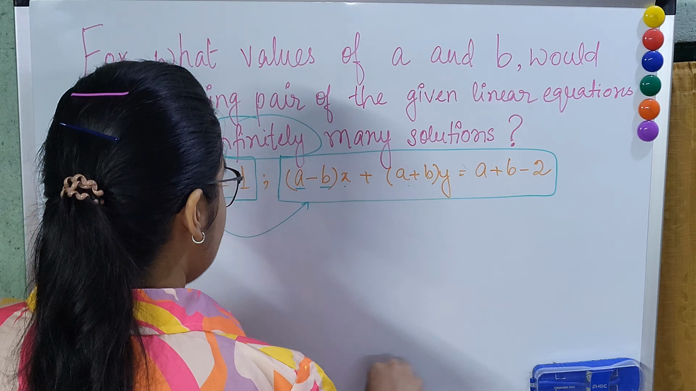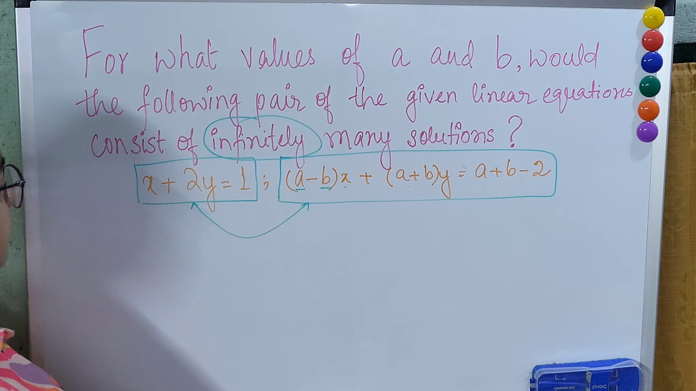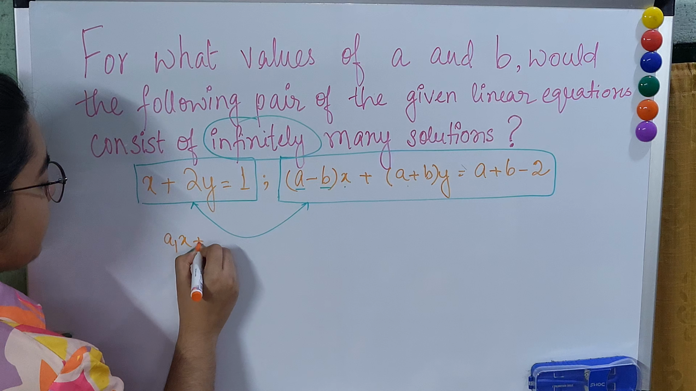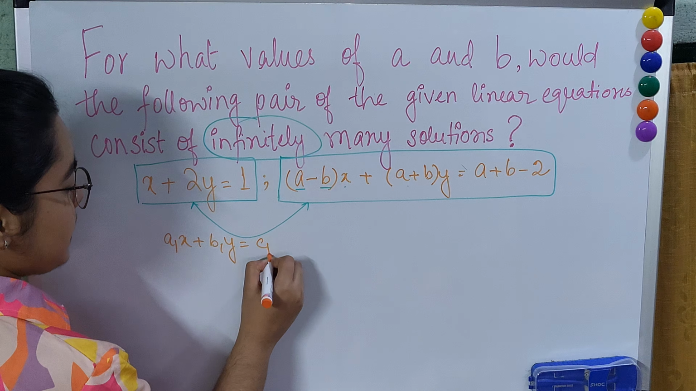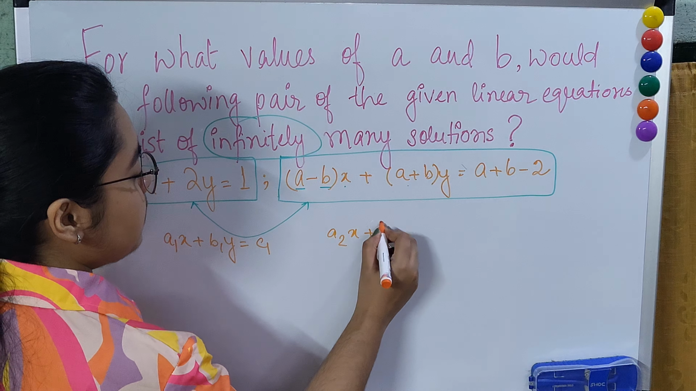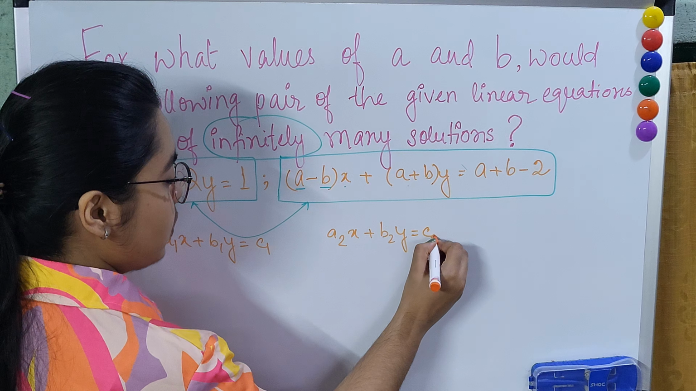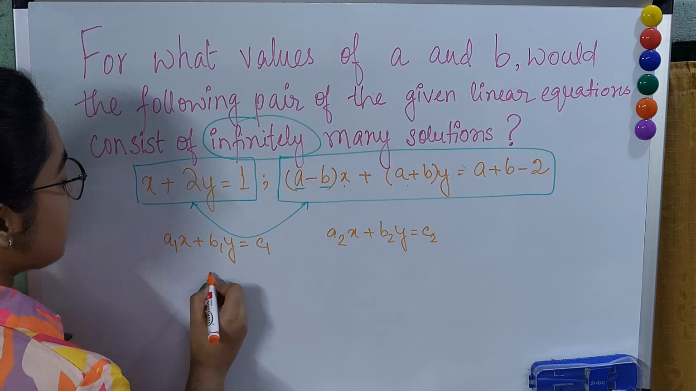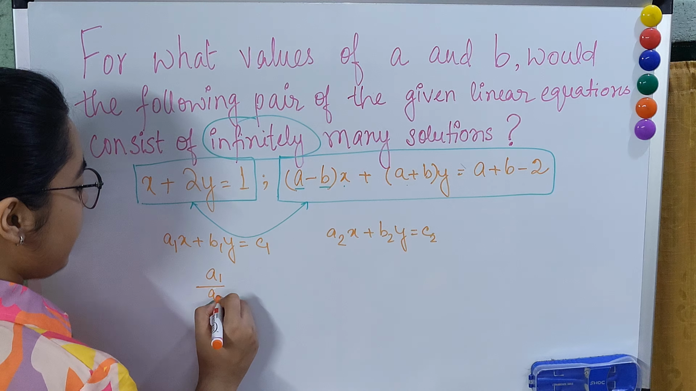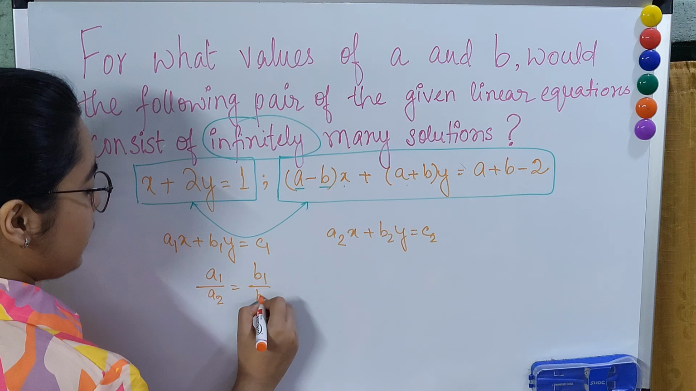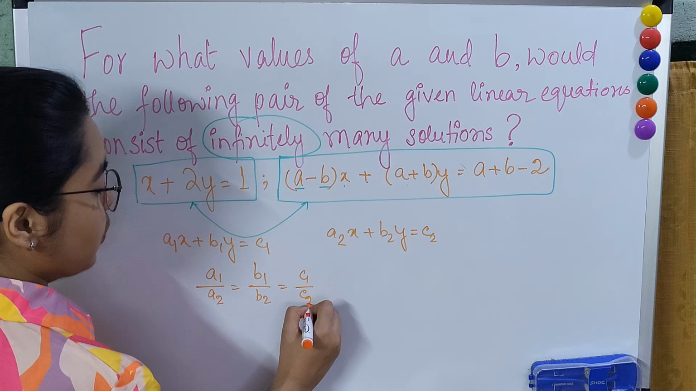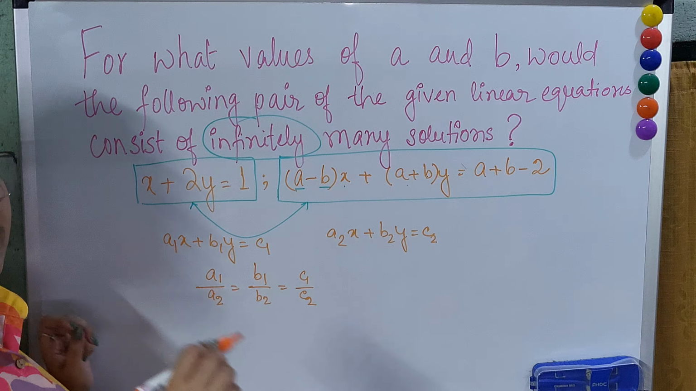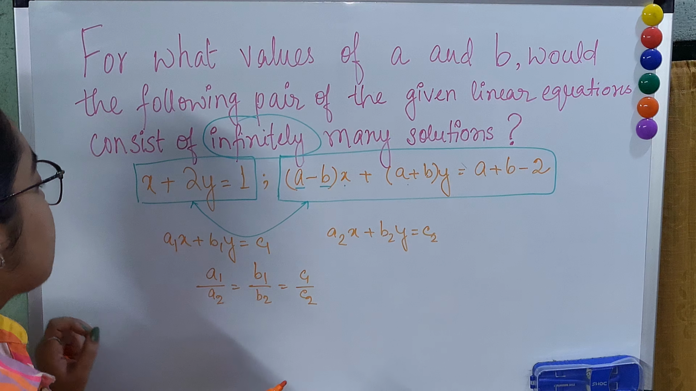So, hopping on to the solution. Now we know that if we have the equations a1x plus b1y is equal to c1 and a2x plus b2y is equal to c2, then this pair of linear equations would have infinitely many solutions if the condition holds that a1 by a2 is equal to b1 by b2 is equal to c1 by c2. So we need to first find the values of a1, a2, b1, b2, c1 and c2 from these two given equations. Let's find that out.